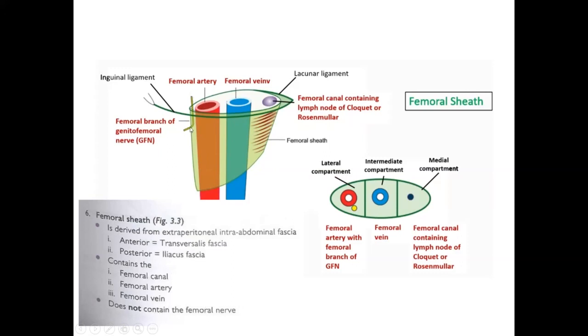Please don't be confused with this, because it is the femoral branch of the genitofemoral nerve that comes from the lumbar plexus. But the femoral nerve lies outside this sheath. This is a very, very important point to be asked in single best answers. So from medial to lateral, again: the femoral canal, then the femoral vein, then the femoral artery.